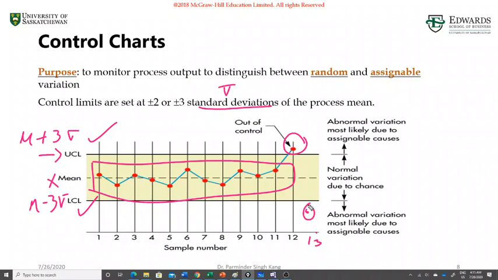If you still have questions, please feel free to ask. During the live session, we will discuss how to develop control charts using R charts and bar charts.